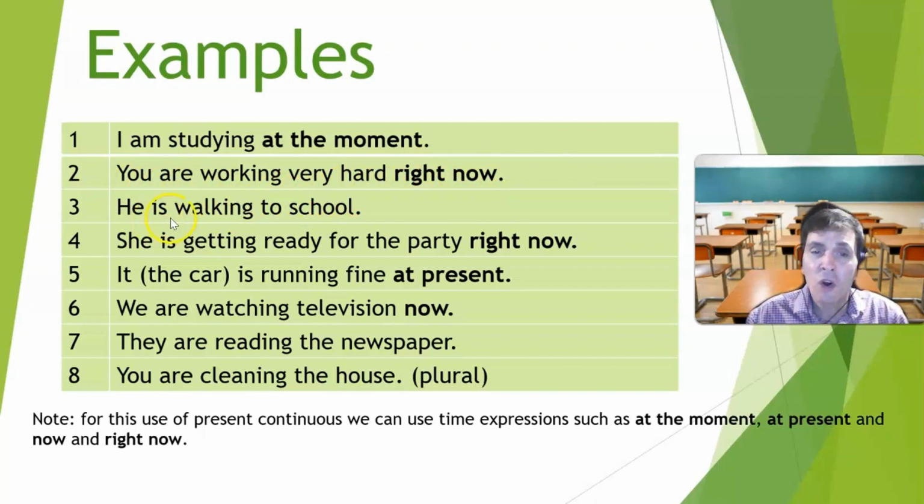He is walking to school. She is getting ready for the party right now. It is running fine at present. So we often use it for objects such as cars, for example.